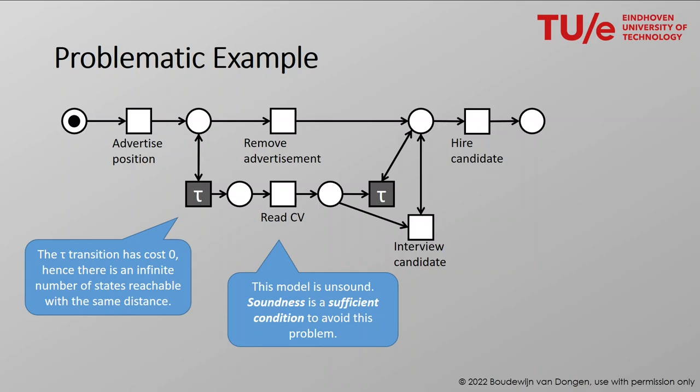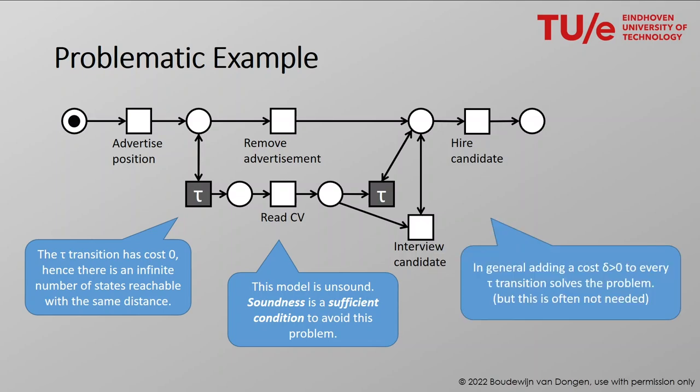In general, if you take sound models, that's a sufficient condition, right? So sound models don't have this problem. It's a little bit too restrictive, but it's sufficient to avoid this kind of issue. All right. The general solution is to add a delta cost, and for the numerical mathematicians here, if you do this, you run into numerical problems, right? So you get computational complexities due to the delta in relation to the large cost.